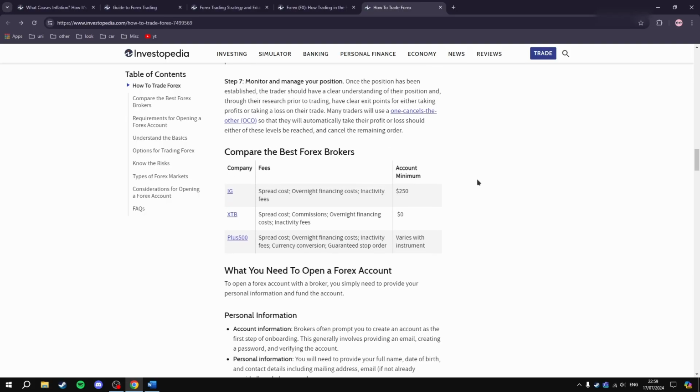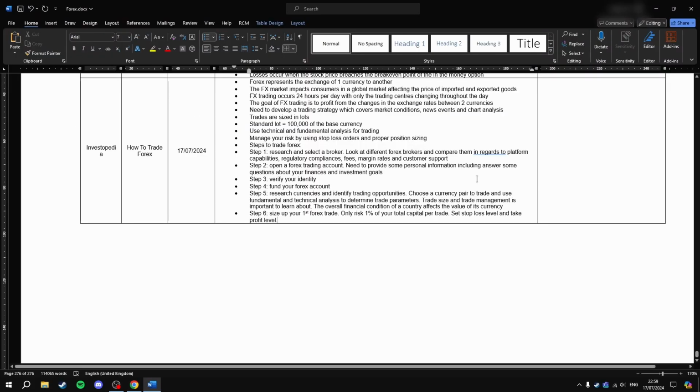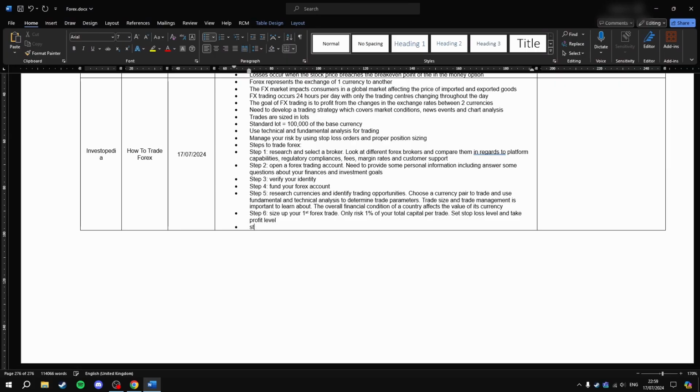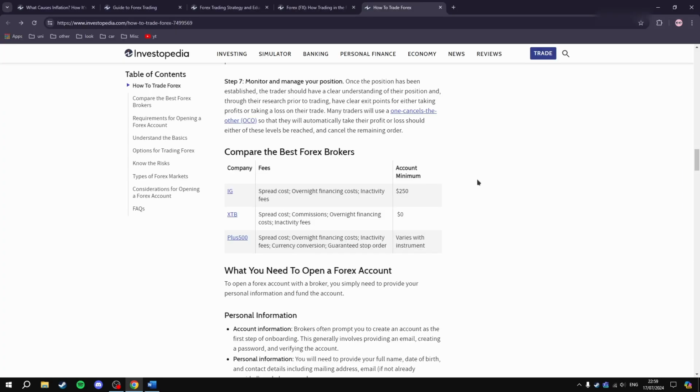Step 7. Monitor and manage your position. Once the position has been established, the trader should have a clear understanding of their position and, through their research prior to trading, have clear exit points for either taking profits or taking losses on their trades. Many traders will use a one cancels the other order so that they will automatically take their profit or loss should either of these levels be reached, and cancel the remaining order.